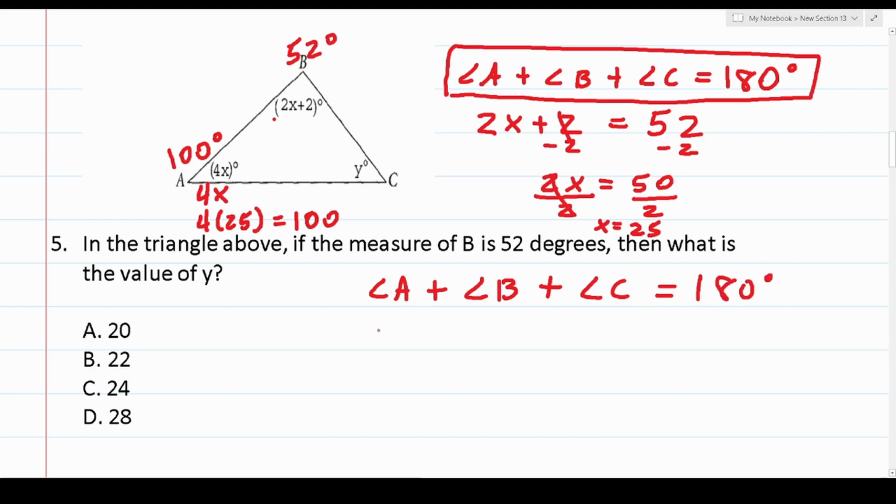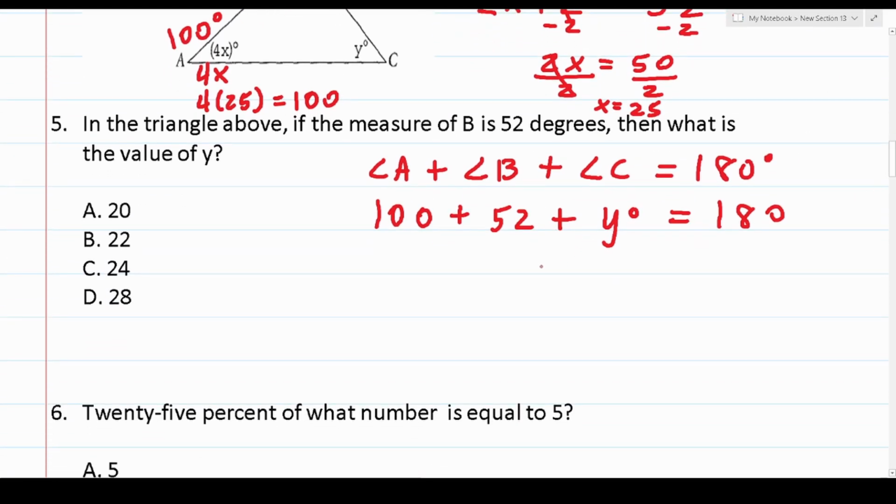We found A to be 100 degrees. We know what the measure of angle B is. We were told, according to this problem, it's 52 degrees. We want to find out what the measure of angle C is. And specifically, we know the measure of angle C is going to be y. So this is going to be 100 plus 52 plus y equals 180.